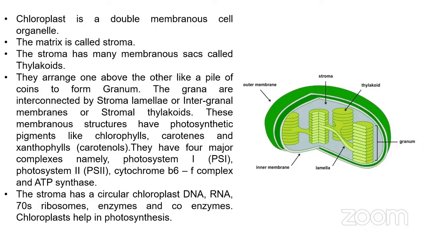photosynthesis. Just like mitochondria, the chloroplast also has its own DNA. So the stroma has a circular chloroplast DNA, RNA, 70S ribosomes, enzymes, and coenzymes that help in carrying out the various activities within the chloroplast. And as I've mentioned, the main function of the chloroplast is that it helps in the process of photosynthesis.